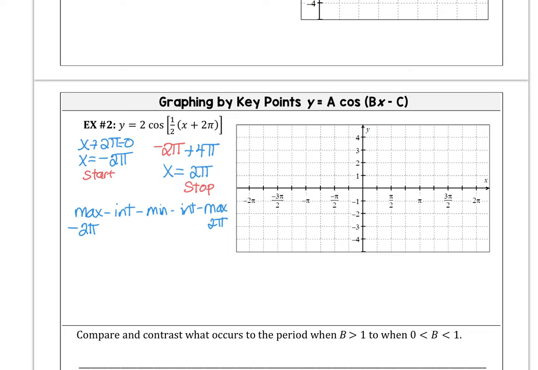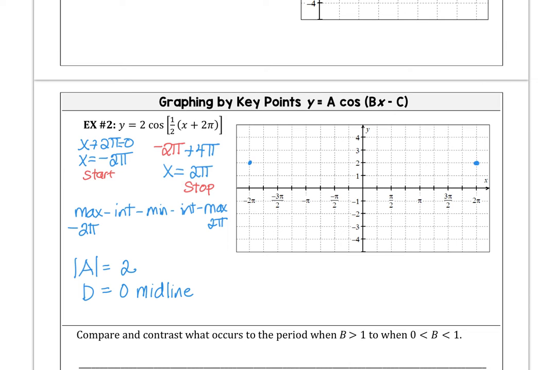So the A value is the stretch on the graph. That happens to be 2. And again, there is no D value. So our midline again is y equals 0, or the x-axis. So our maximum is at negative 2 pi, 2. And we're going to end at a maximum.